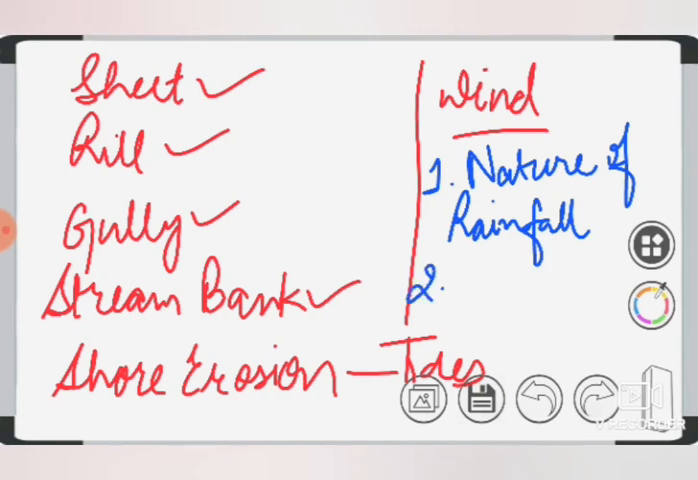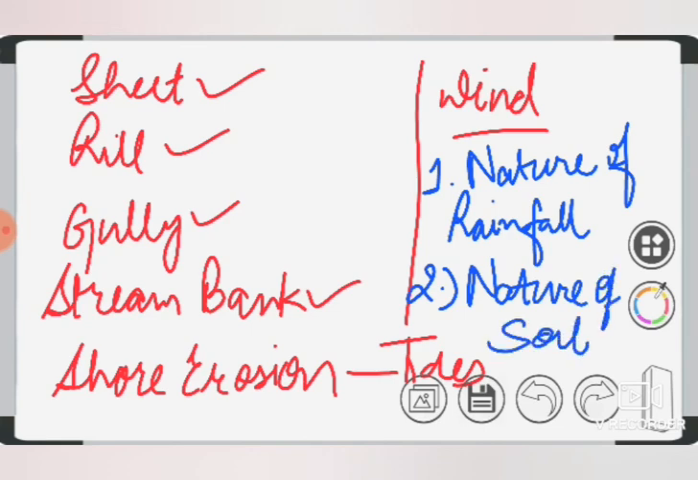Then comes nature of soil. What kind of soil are we talking about? If the soil is very porous, sandy, having good absorbing capacity, it depends whether sheet erosion will be there, whether the erosion will be due to the agent water or wind. It depends upon the nature of the soil.